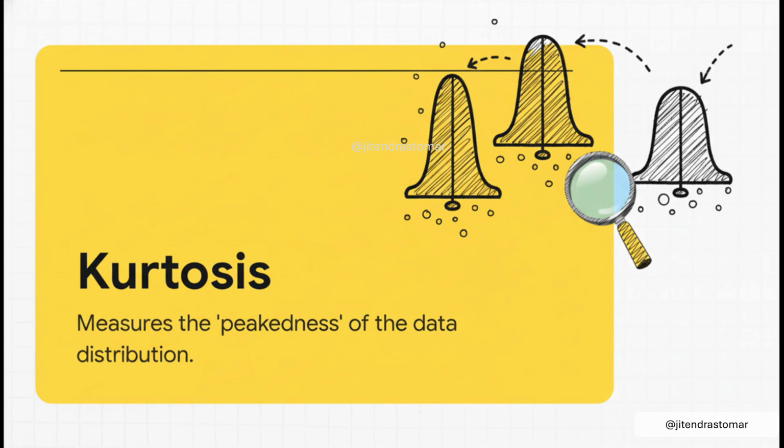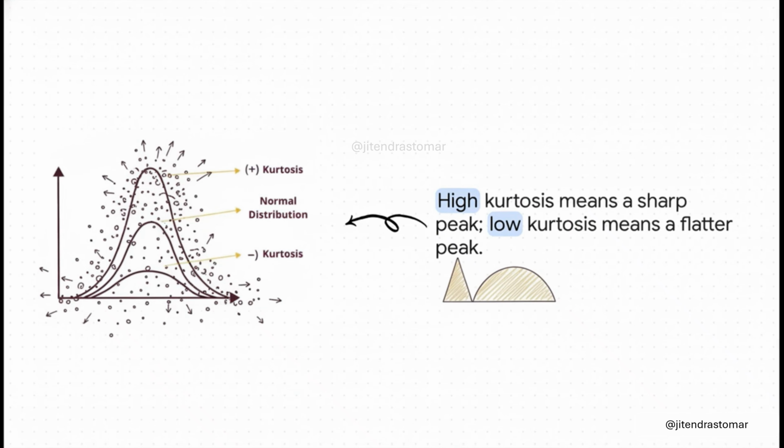All right, our last measure of shape is a fun word, kurtosis. All it's really asking is, how pointy is our data? Do we have a sharp, steep mountain, or is it more like a flat, broad hill? So if you see a really sharp, pointy peak, like that top image, that's high kurtosis. It means a ton of your data is crammed right into the middle. And if it's flatter, more like a plateau on the bottom, that's low kurtosis. The data is a bit more evenly spread out.